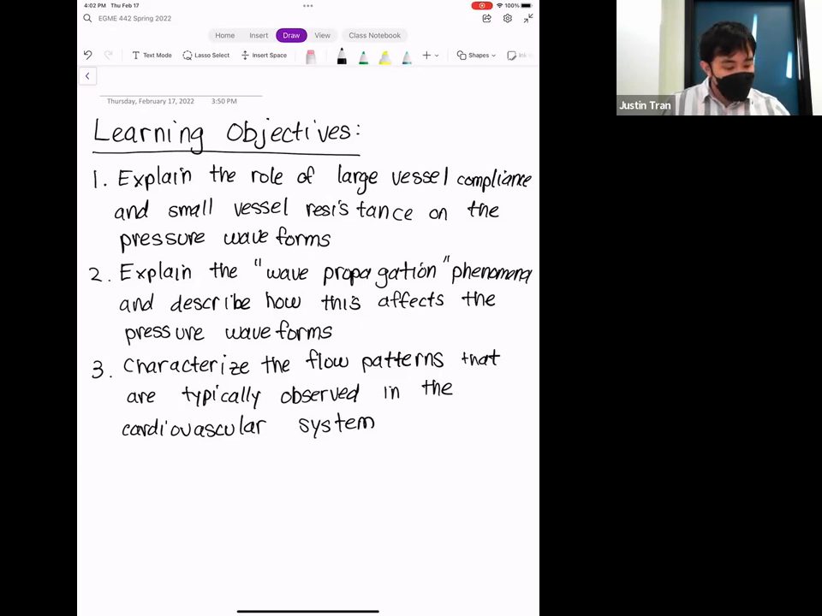Okay, so the plan for today is we're going to continue on with the lecture notes we started last Thursday. Those lecture notes were titled Arterial Biomechanics, and we're going to continue on with that. I think we'll reach maybe a little bit over halfway today, or at least that's my goal. And then we'll continue on next week. Okay.